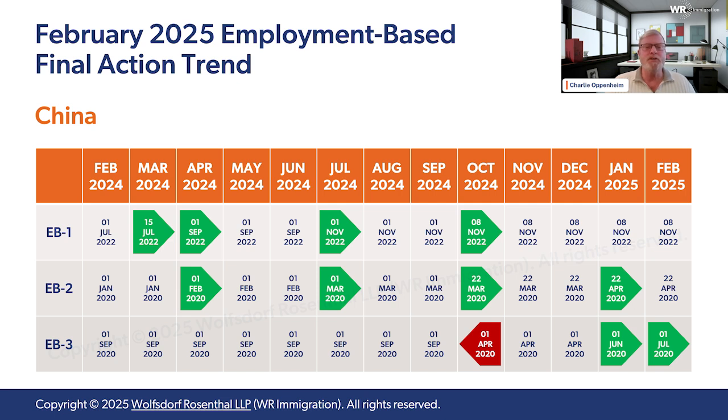In recent years, there has been a rest of world employment second and third preference category final action date, meaning that China and India are only eligible to receive the numbers available under the respective per country annual limits, which will greatly reduce forward movement of those final action dates.